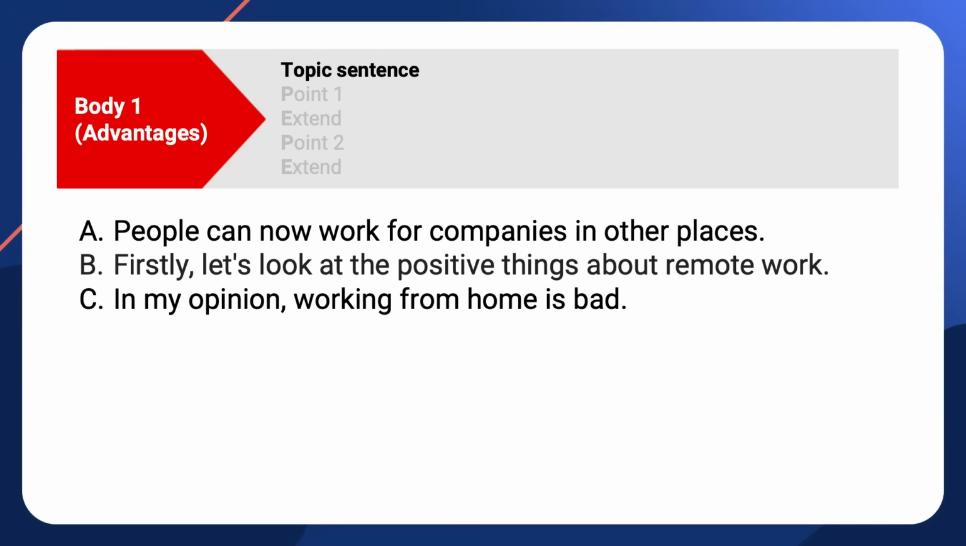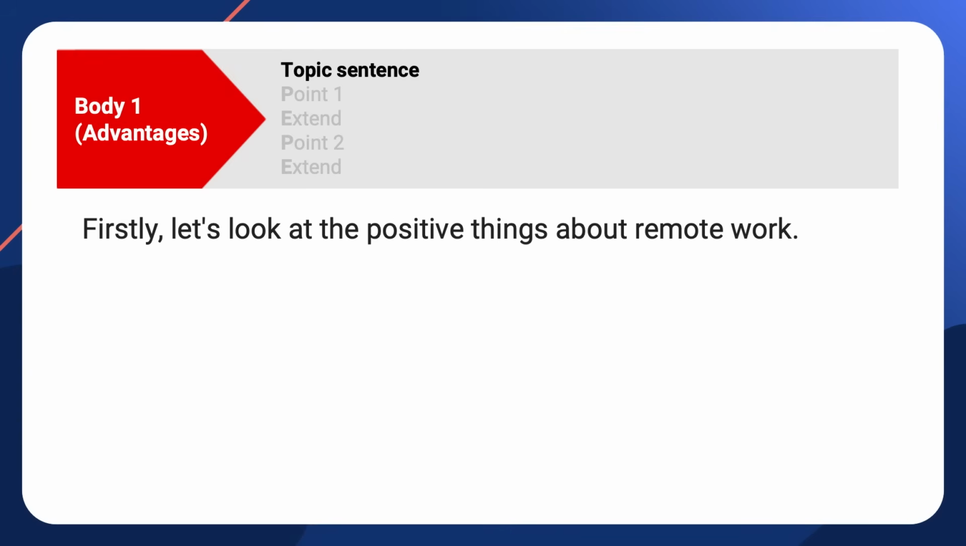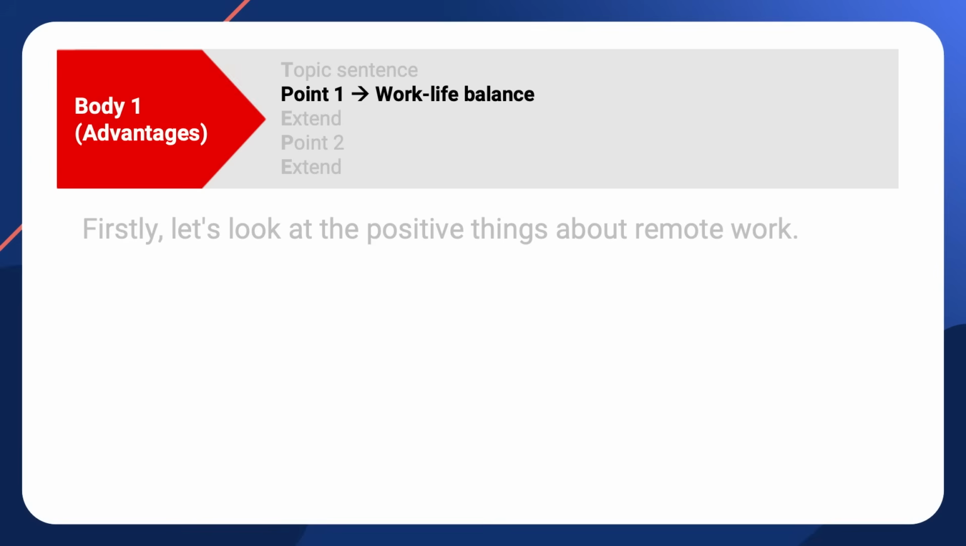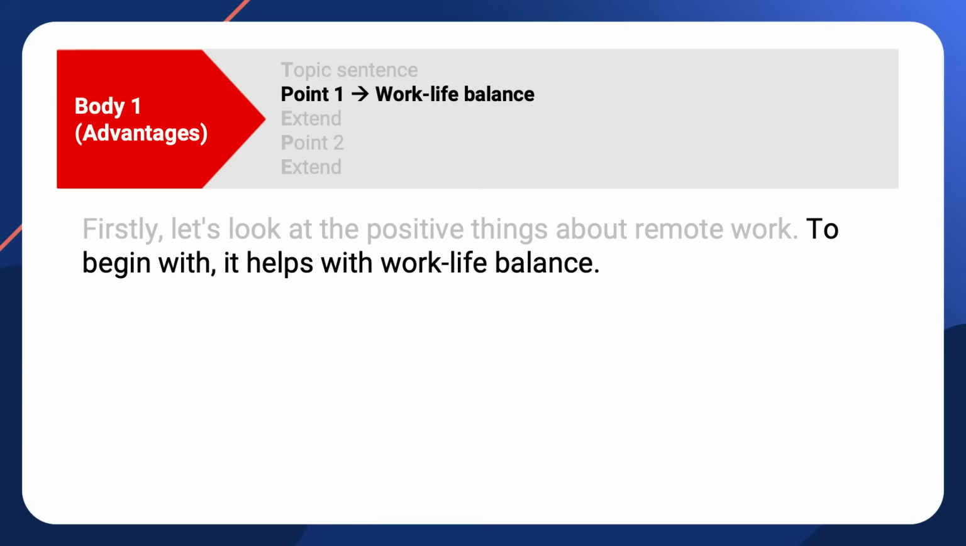Which one of these options is best as a topic sentence for my first body paragraph where I'm outlining the advantages? If you chose option B, you are correct. Firstly, let's look at the positive things about remote work. Point 1 is all about work-life balance, and here is how I've phrased it in a sentence. To begin with, it helps with work-life balance.